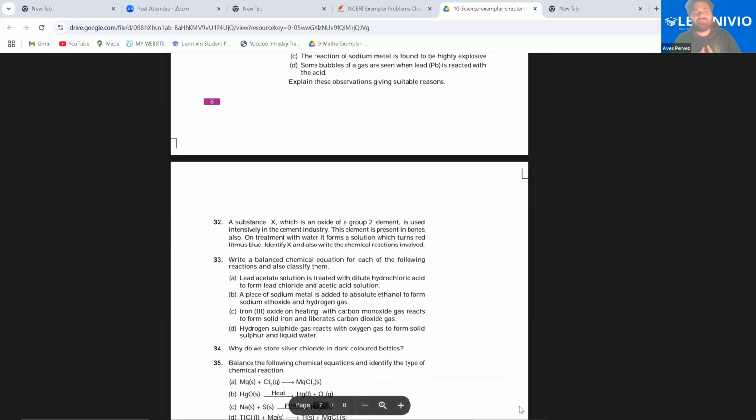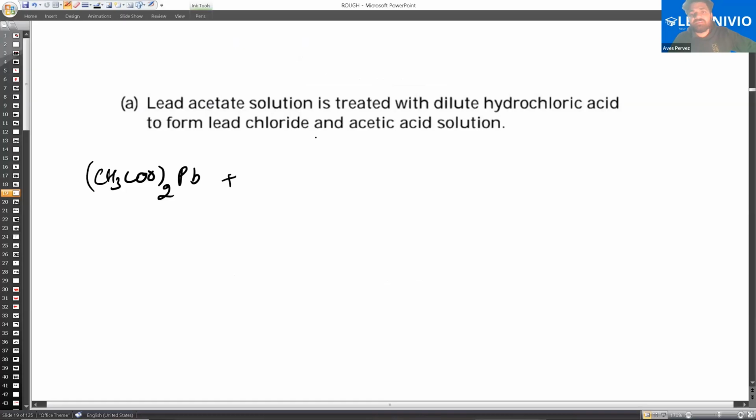It is saying lead acetate. What is the formula for lead acetate? Pb(CH3COO)2. We can write it (CH3COO) whole twice, then Pb. उसके बाद it is treated with dilute hydrochloric acid, this is HCl. Then it will give you lead chloride PbCl2 plus acetic acid, that is CH3COOH.